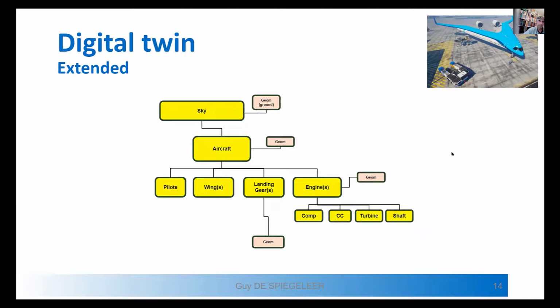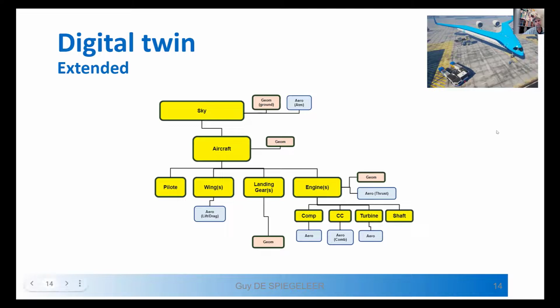Now I will introduce, using the same way, a new physics like the aerodynamics. The aerodynamics of the sky, we call it the atmosphere, depending on the altitude of the aircraft. The aerodynamics of the wings, this is what we could call the lift and the drag. The aerodynamics of an engine, this is a thrust. Of a combustion chamber, this is a combustion. So aerodynamics itself has different definitions among the different positions within the system.